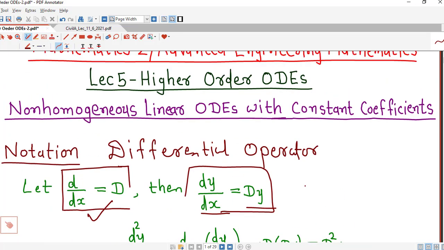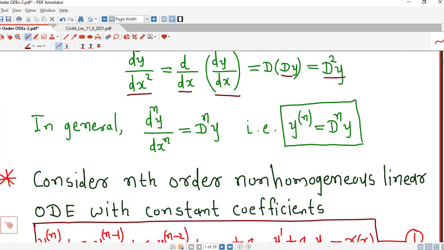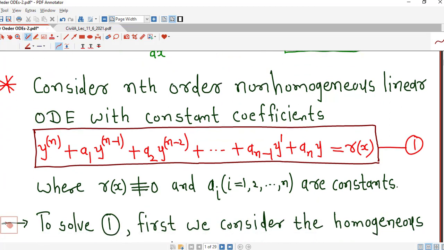Now we discuss how to solve non-homogeneous linear differential equation with constant coefficients. So first we consider the standard form of nth order differential equation with constant coefficients. Here a1, a2, an are constants. This R(x) is a non-zero function of x, so that this equation number 1 is non-homogeneous. And here y^(n) denotes the nth order derivative of y with respect to x. Similarly, this is the (n minus 1)th order derivative of y with respect to x, and so on.